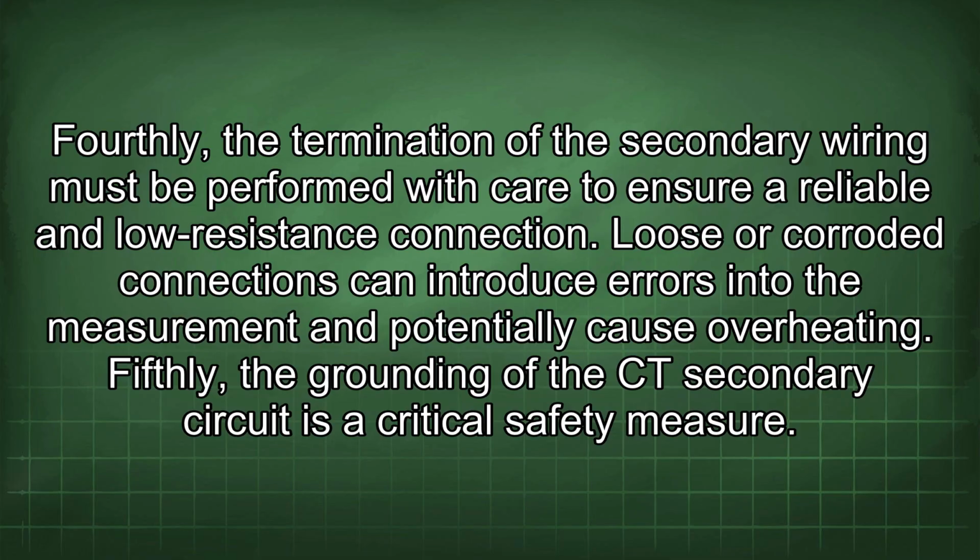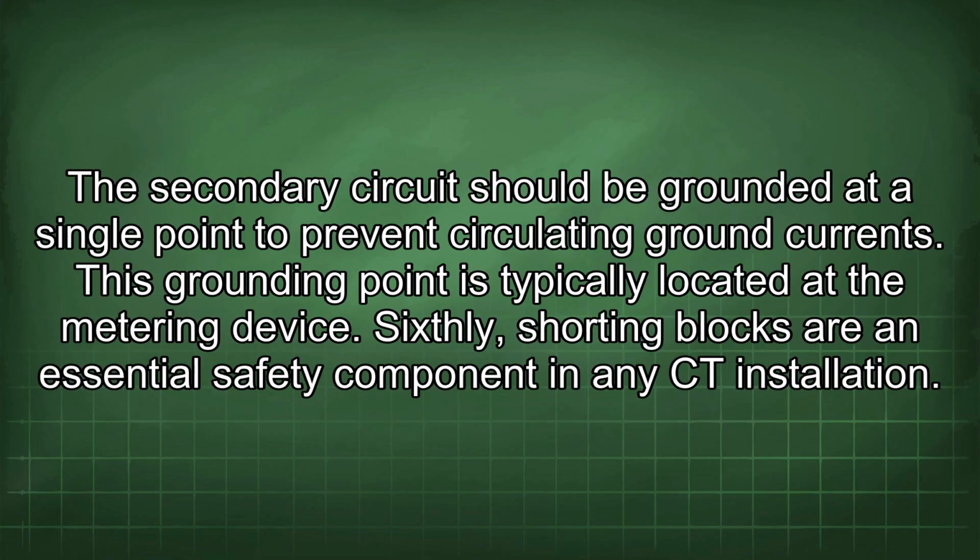Fifthly, the grounding of the CT secondary circuit is a critical safety measure. The secondary circuit should be grounded at a single point to prevent circulating ground currents. This grounding point is typically located at the metering device.